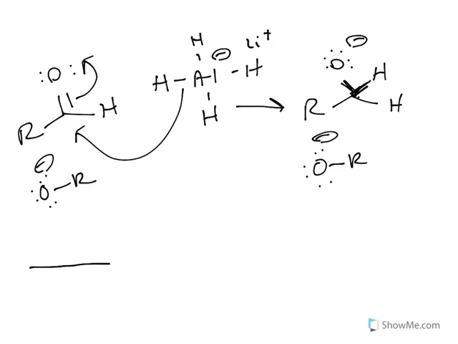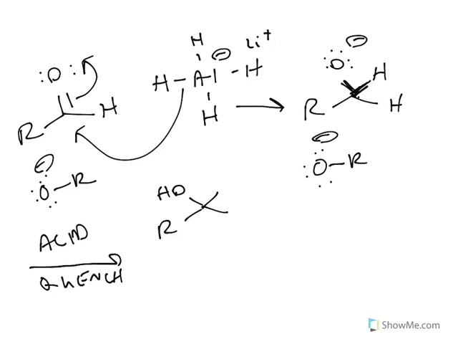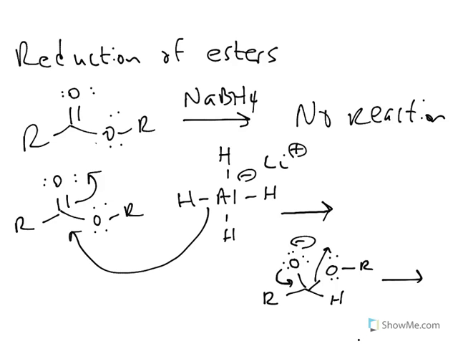And when we come in with our acid quench, we're going to protonate 2 oxygen-containing molecules. So how many alcohols do we get out of this? This is an alcohol, and that's an alcohol. So we get 2 alcohols for every 1 ester. So 1 ester reduction with lithium aluminum hydride gives us 2 alcohols.